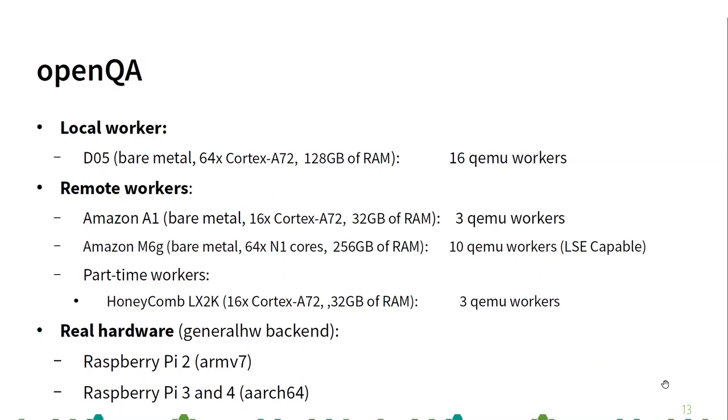We have also a part-time worker, which is based on a Honeycomb LX2K and allows us to have 3 QEMU workers. This machine is only part-time because it's also used to build some packages locally, so it's not online all the time. And we also have some real hardware tests, thanks to the generalhw backend. So we have a Raspberry Pi 2, which is an ARMv7 machine. And we also have a Raspberry Pi 3 and one Raspberry Pi 4. Both of those machines are AArch64.